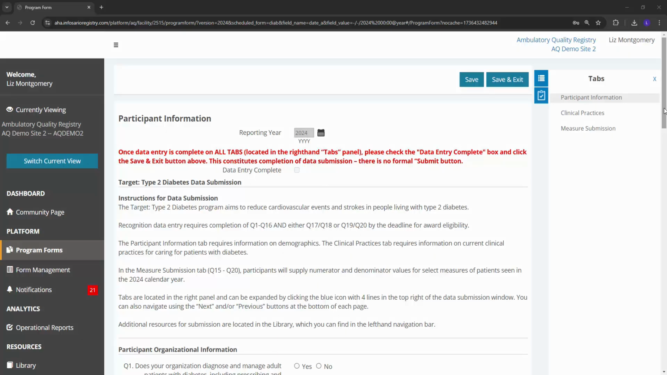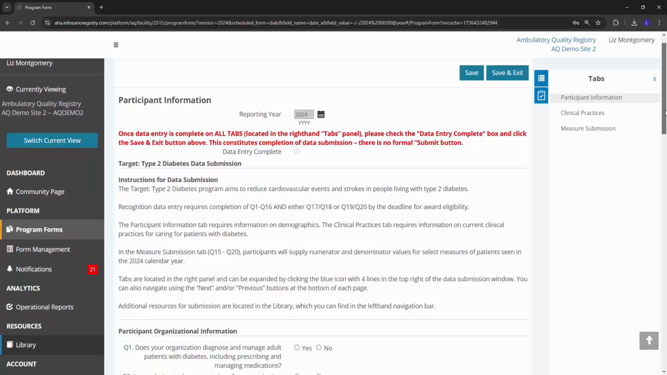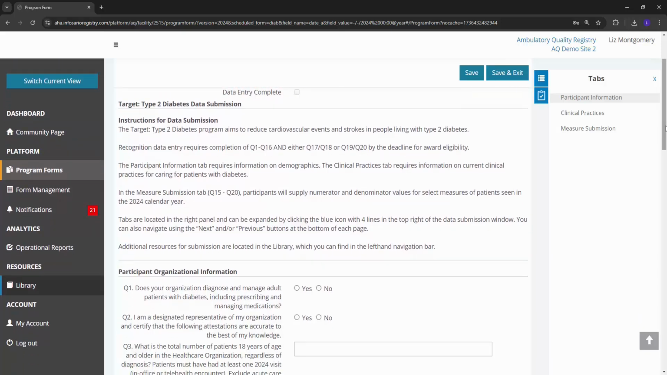Let's start entering our data. Before you begin, make sure the data you submit is representative of the healthcare organization you're currently viewing. Look left under Currently Viewing or at the top right to orient yourself. I recommend having the data collection worksheet available or filling it out beforehand for ease.